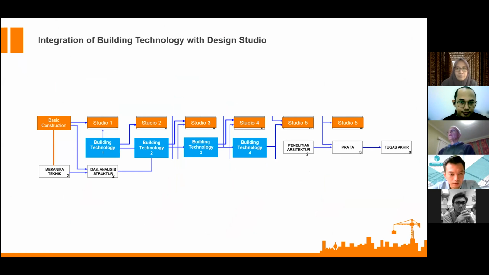So Studio 1 is supported by basic construction, and Building Technology 1 is to support Studio 1 also, but they are more focused on Studio 2, the AI 2, we call it. And then Building Technology 2 supports Studio 3, Building Technology 3 supports Studio 4, and Building Technology 4 supports Studio 5. So this is the correlation between Building Technology subjects and Studio.